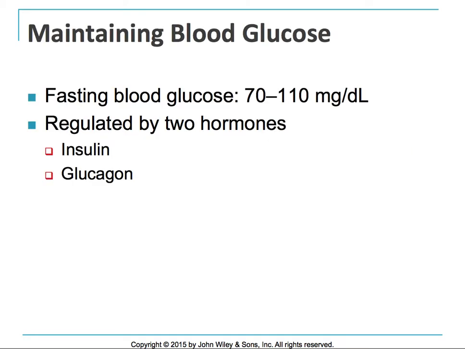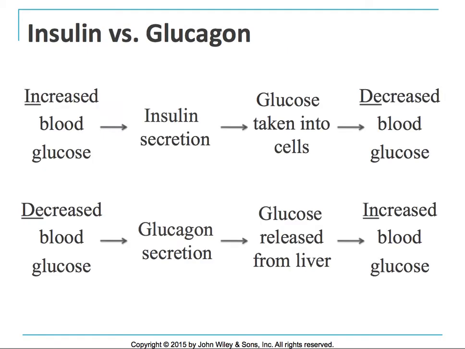So, maintaining blood glucose. Your fasting blood glucose is typically between 70 and 110 milligrams per deciliter, and we know that your blood glucose is regulated by two hormones, insulin and glucagon. You are definitely going to have to understand the difference between insulin and glucagon for your exam. So, big asterisk next to this.